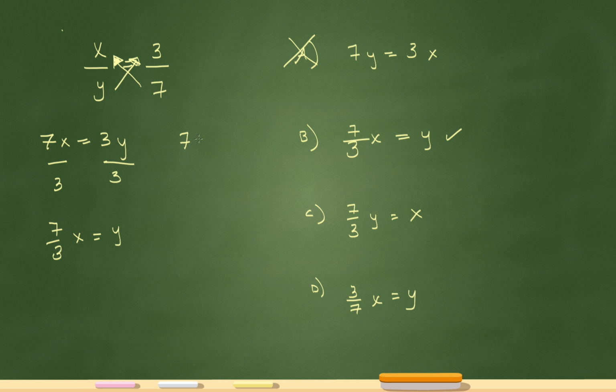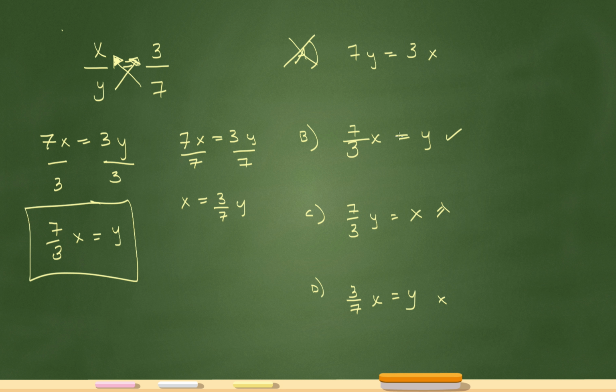So in C, we're essentially isolating the x. So if I were to do that, I would have to divide both sides by 7, so that will leave me with x equals 3 over 7y, which doesn't match up. And over here, I already isolated the y. And this is the wrong isolation, or the wrong algebra behind it, because it should be 7 over 3x. So that's wrong. So my answer is B. That's one way of looking at it.